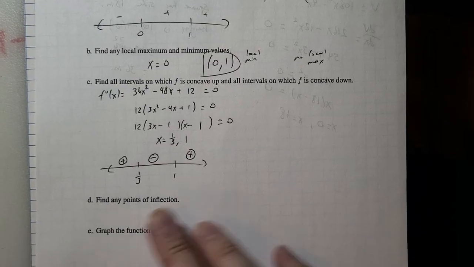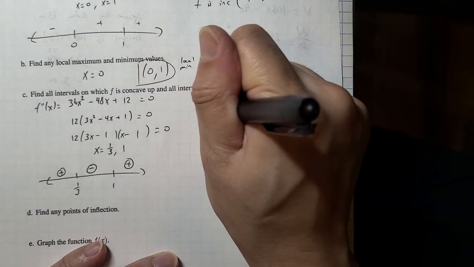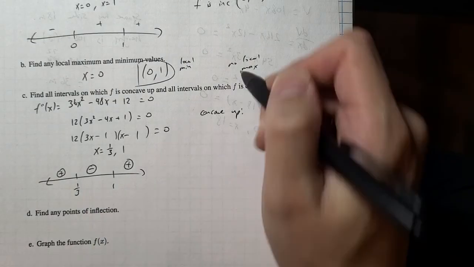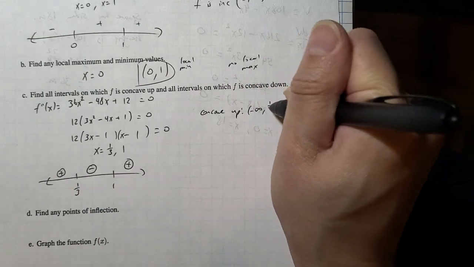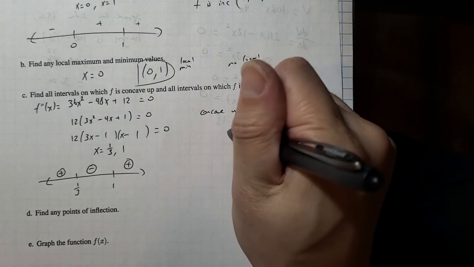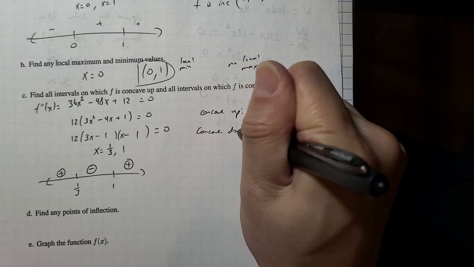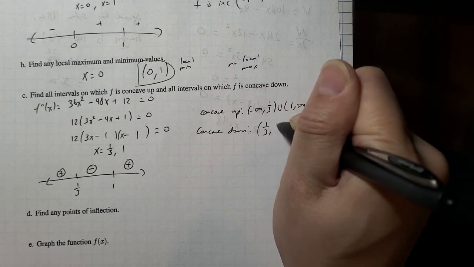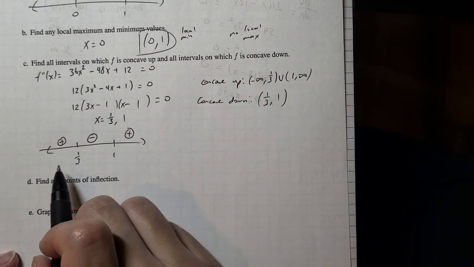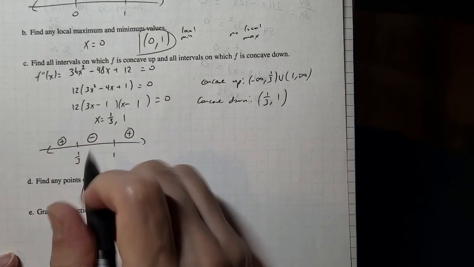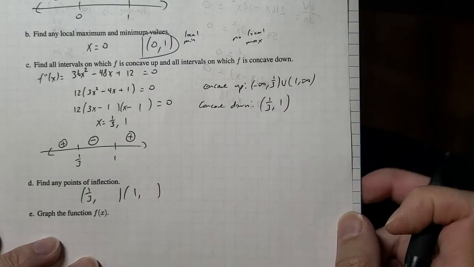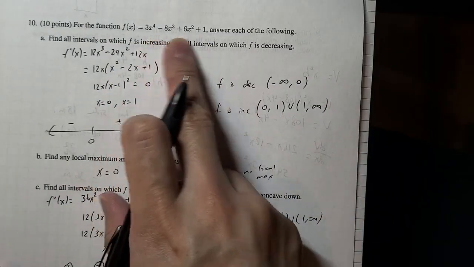So, concave up when the second derivative is positive. So it's from minus infinity to 1/3, union 1 to infinity. And it's concave down from 1/3 to 1. Points of inflection are where the second derivative changes sign. So it will be at both these points, 1/3 comma something, and 1 comma something. So we just plug into here.